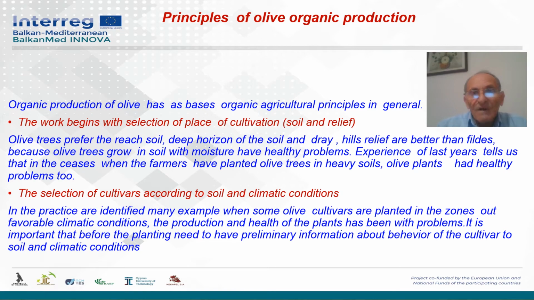Principles of olive organic production. Organic production of olive has as a basis organic agriculture principles in general. The work begins with selection of place of cultivation, soil and relief. Olive trees prefer rich soil, with a deep soil horizon, and dry.